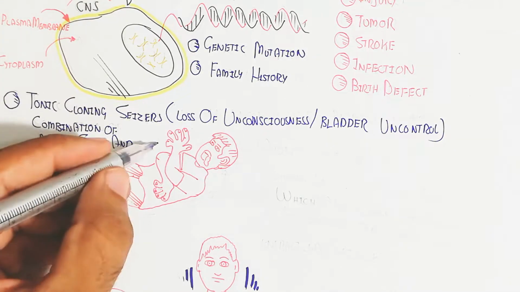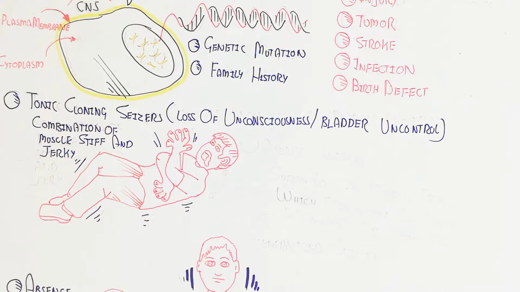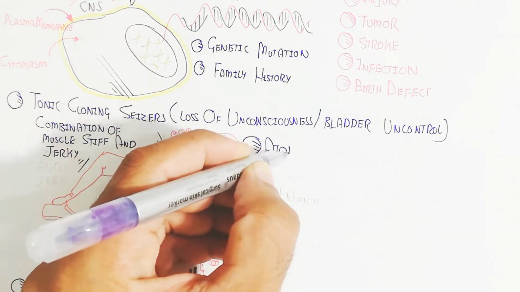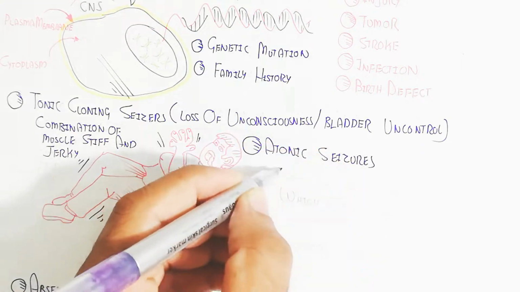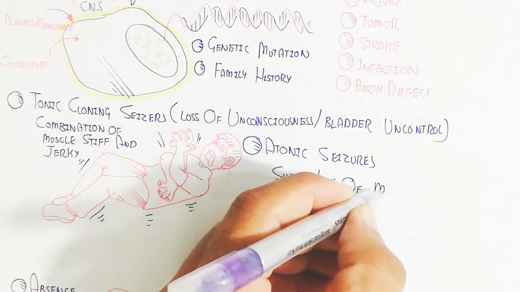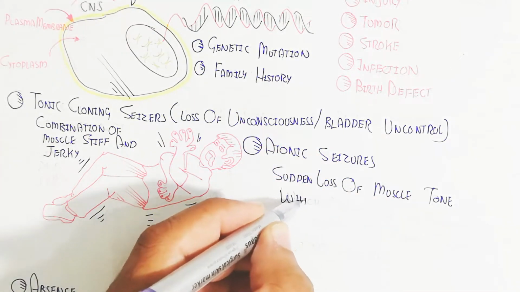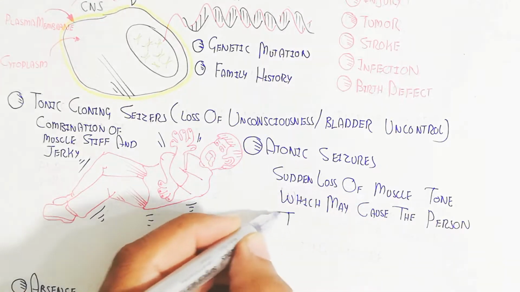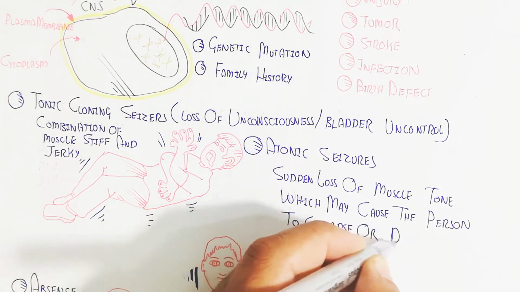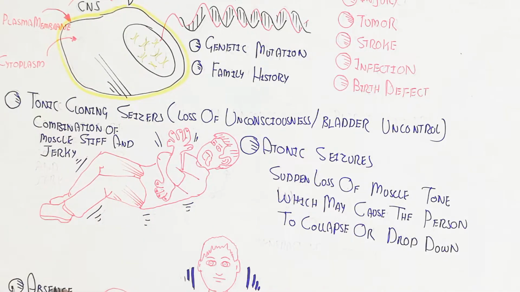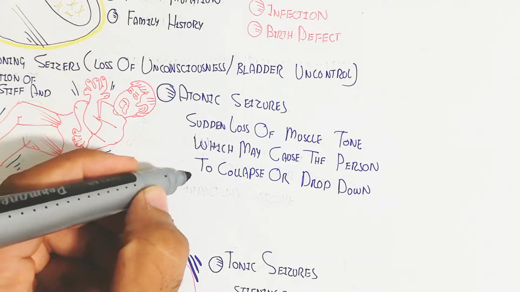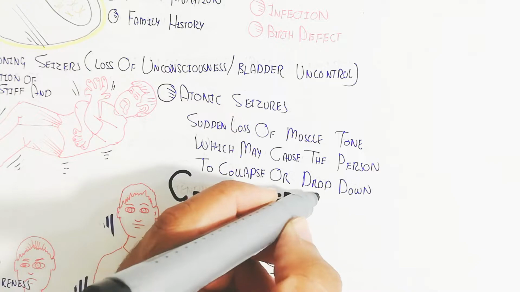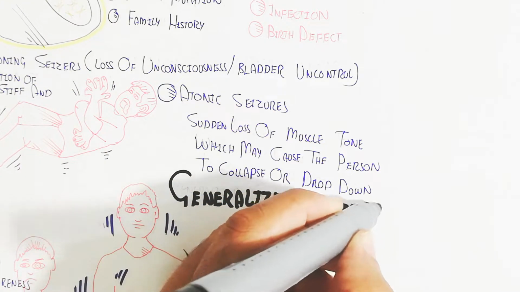While the atonic seizure is also involved in the generalized seizure types. In this, there is sudden loss of muscle tone, which may cause the person to collapse or drop down, for example the neck or shoulder. If the person is sitting in a chair, the head will move down due to the sudden loss of muscle tone. So this was the generalized seizure.